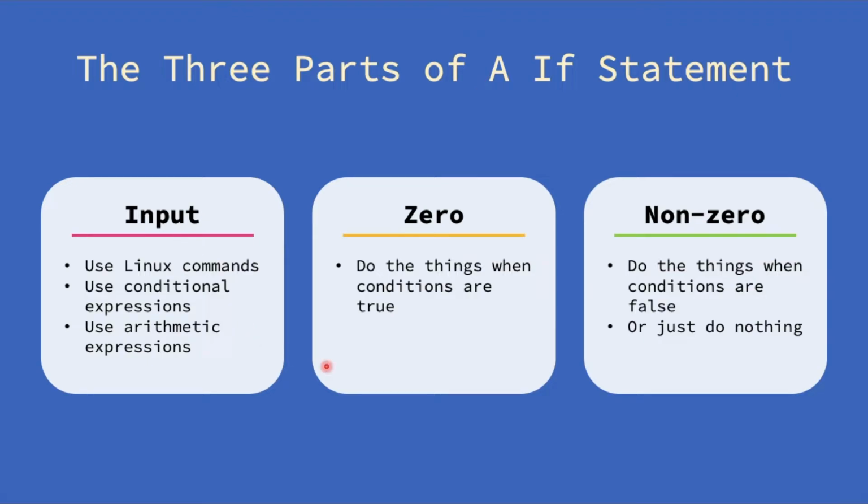The next one is the 0 part. We put all the codes here when the values or states are as we expect. On the non-zero part, usually there are situations on the other hand. So we prepare some actions to deal with them. Or we can just do nothing if there are no particular actions to take.